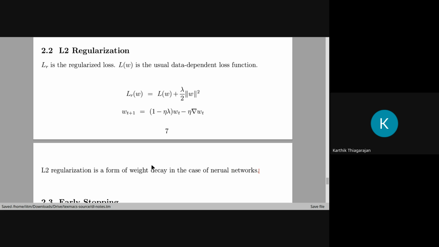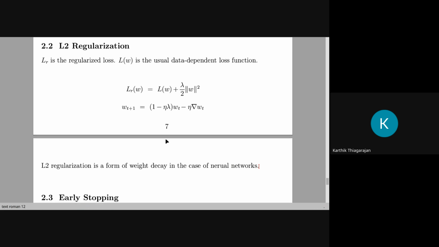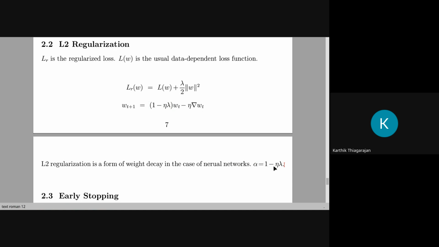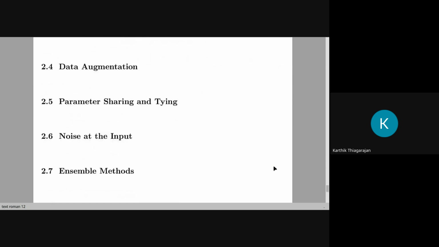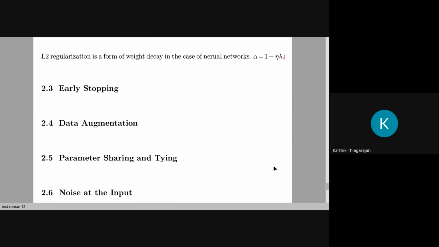So I could have, for instance, just called 1 minus eta lambda alpha, and called that the weight decay parameter. If I call this alpha, then alpha is the decay parameter. Every time step, I am decaying my weights by alpha. So that's one way of understanding L2 regularization. Rest of it, I don't have anything specifically prepared.